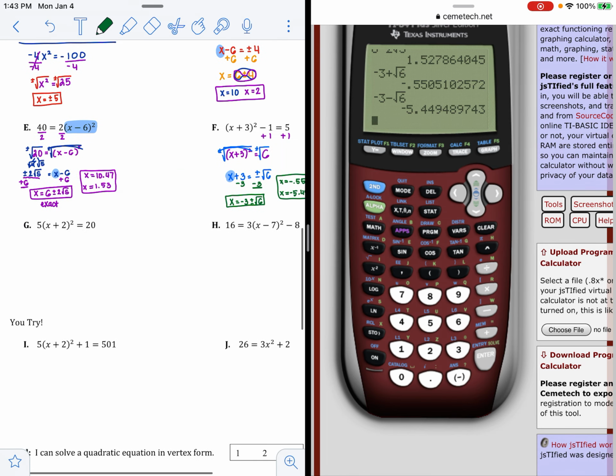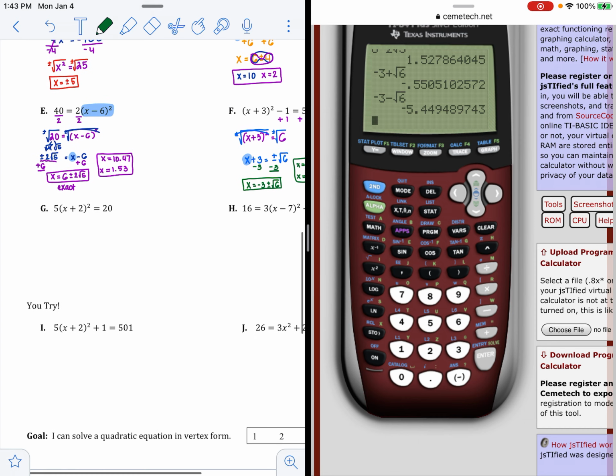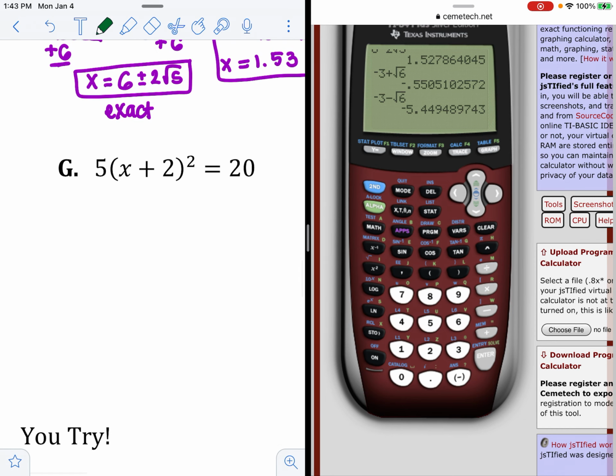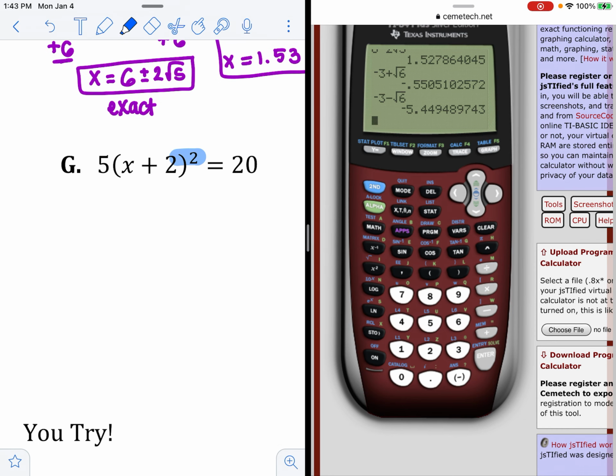All right, 2 more, and then you can pause the video and try the last 2 on your own. Can I square root right now? No, I can only square root when I get this by itself. So first thing I have to do is get rid of that 5. I get rid of the 5 by dividing by 5. I have x plus 2 quantity squared is equal to 4. Now I can square root to solve.